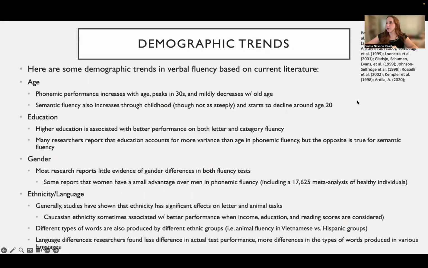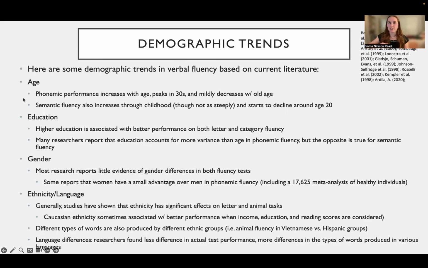So now let's talk really quickly about some demographic trends with verbal fluency. There are a lot of resources and citations in the Strauss Compendium about demographic trends. You can look for them under the demographic effects subheading in the Strauss Compendium, but here are just some general trends that I wanted to highlight for you guys.